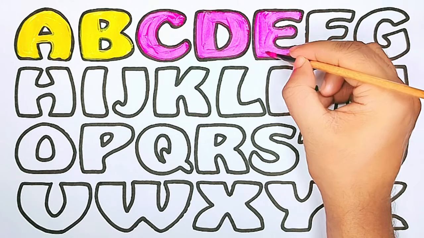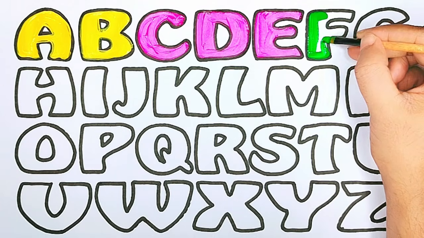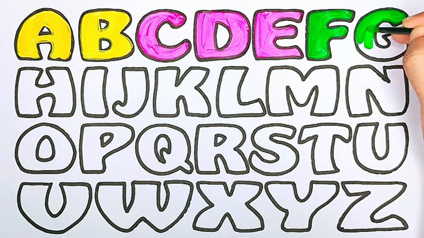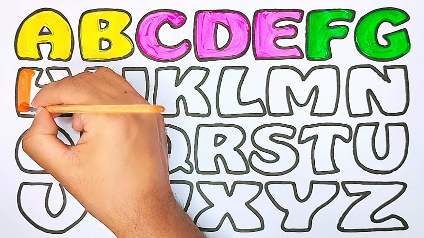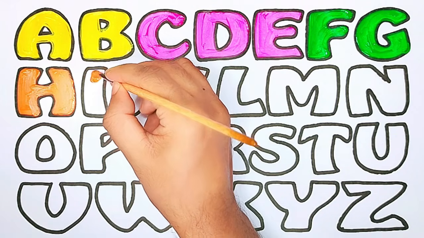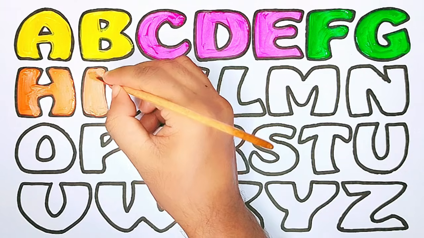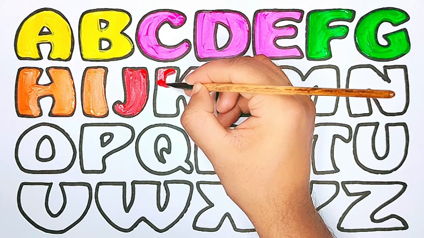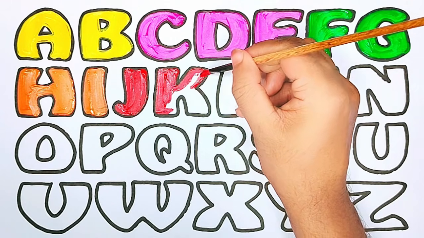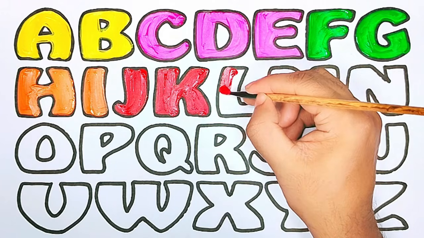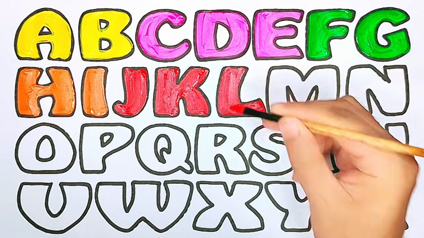E for elf. F for flamingo. G for gorilla. H for hippopotamus. I for idea. J for jet fighter. K for key. L for leaf.